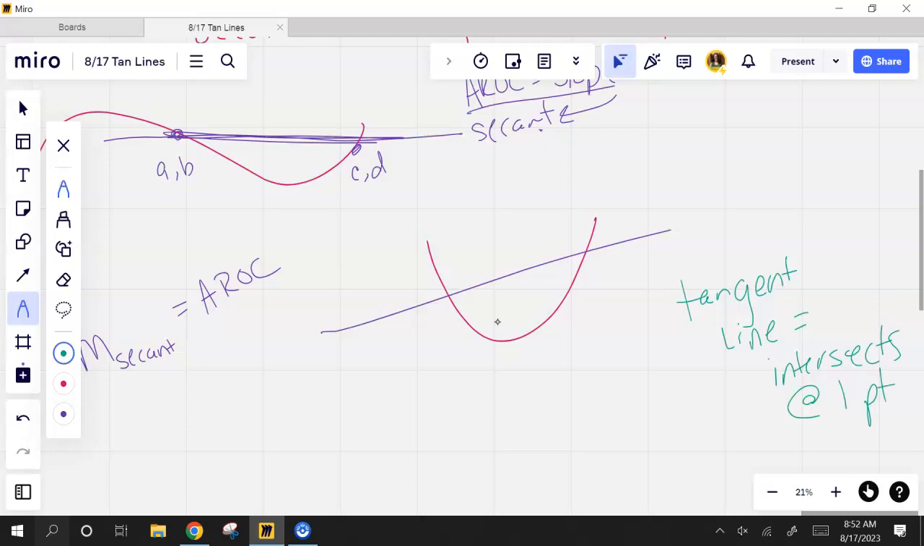This is where we're trying to get that h value to be 0, right? So it comes here. This is tangent to the graph. It intersects at only 1 point. It just touches that 1 point, and that's it.